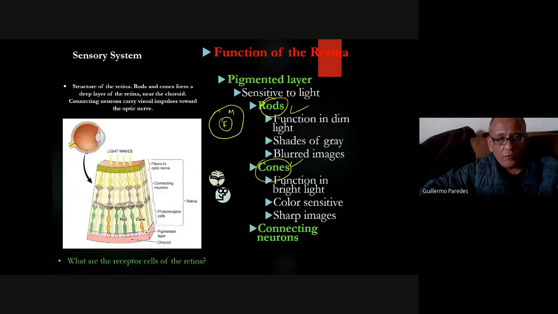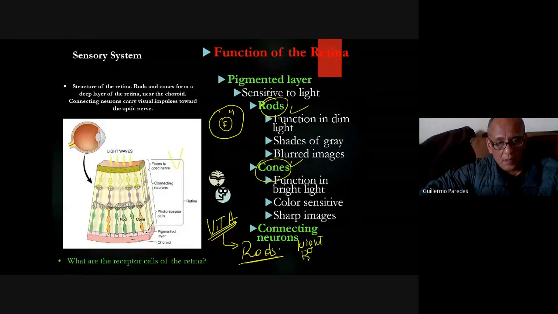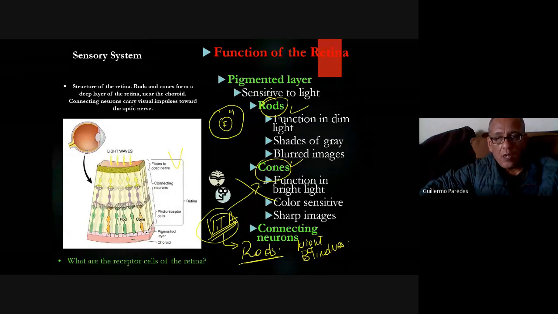Now, question for the exam. We have vitamin A. Vitamin A is to regenerate and maintain the rods. A deficit of vitamin A can produce night blindness. So, conclusion: vitamin A has nothing to do with the cones. Vitamin A is only used for the rods. Is that clear?